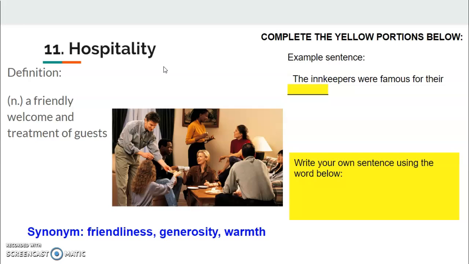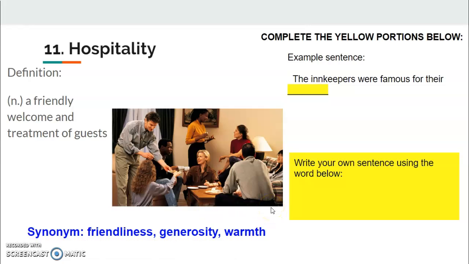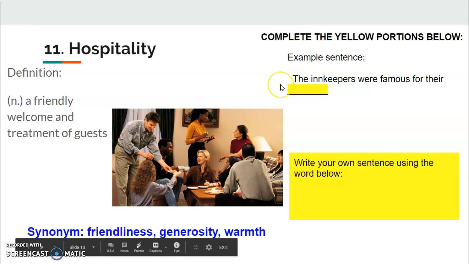Number 11, hospitality. Hospitality is a noun. This is kind of a quality that you have. Hospitality means you have a friendly welcome and treatment of guests. So this man is showing hospitality. Okay, people look comfortable. They have drinks. They have food. So he is giving hospitality. The innkeepers were famous for their hospitality. All right, so we're thinking friendliness, generosity, warmth.